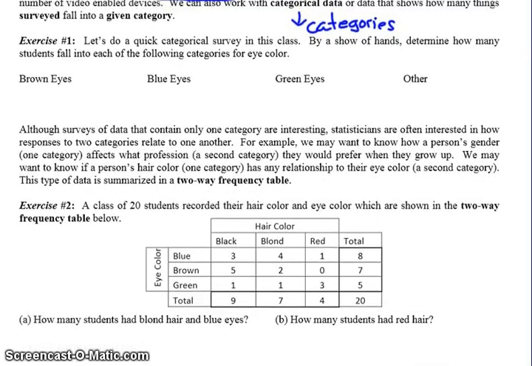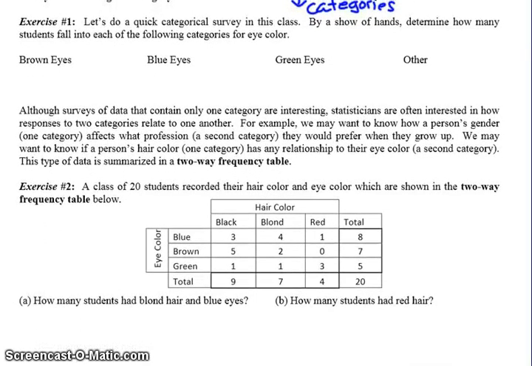But sometimes we're actually comparing 2 different categorical data. So for example, we might want to know how a person's gender affects what profession they would prefer when they grow up. And to do that, we have a two-way frequency table. What you're looking at here are the 2 things we're comparing in this case, eye color and hair color. And we're going to look to see, is there any relationship between these? A correlation is what it's called.